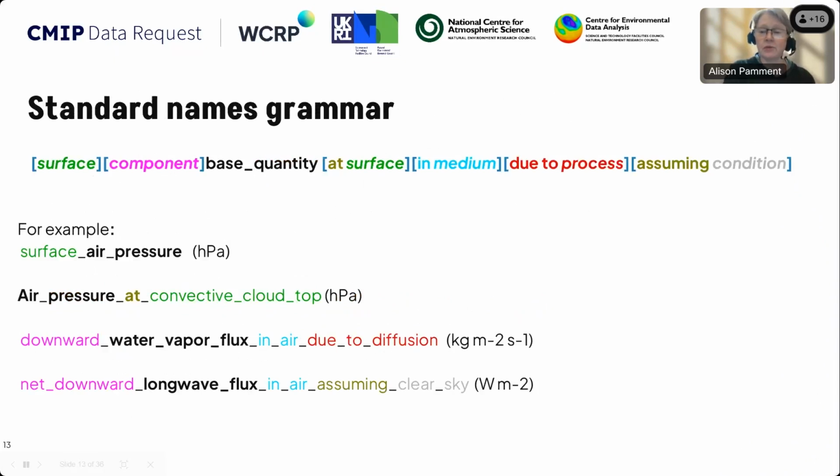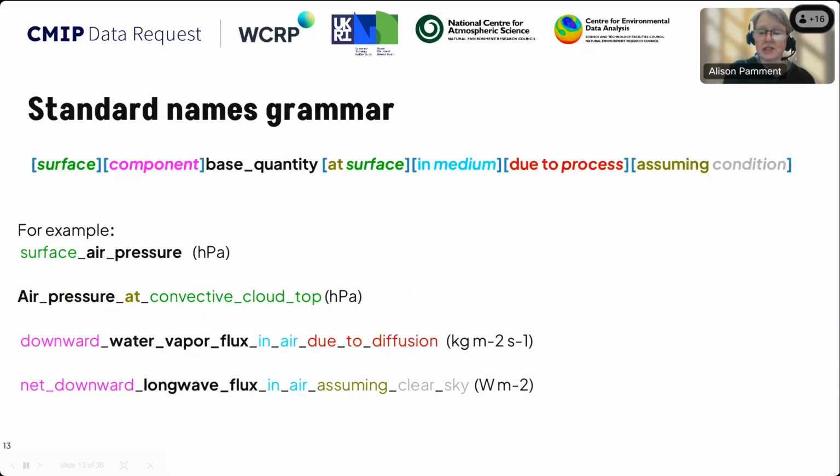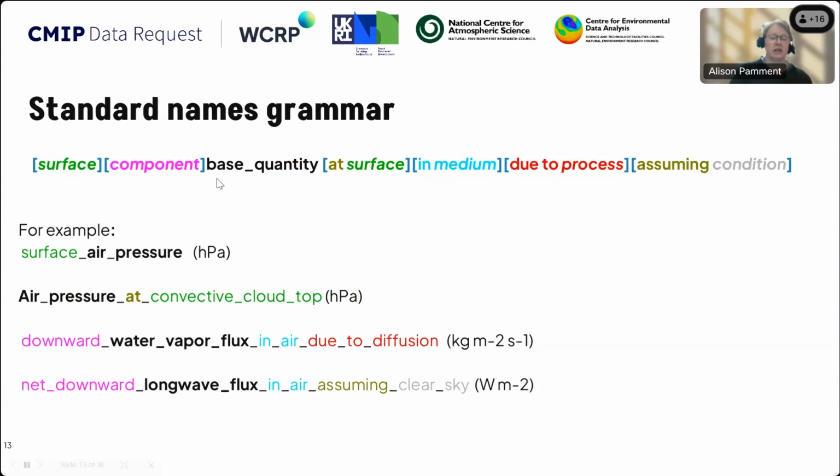So moving on a little bit more, how do you actually construct a standard name? Now, this may look rather complicated to start with, because we do have a kind of grammar for constructing the standard names, but hopefully I can explain this a bit more by means of a few examples. The main thing to start with is what I've called the base quantity. This is something that could have a standard name in its own right. So the physical parameter we just talked about, for example, air pressure.